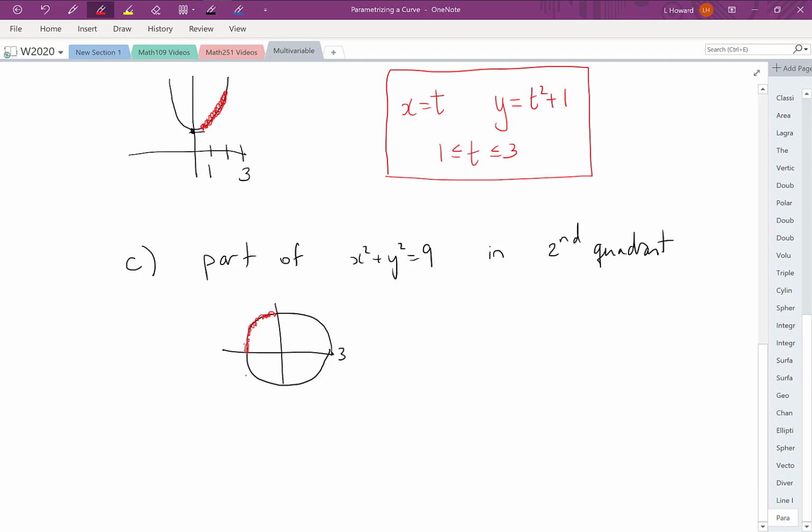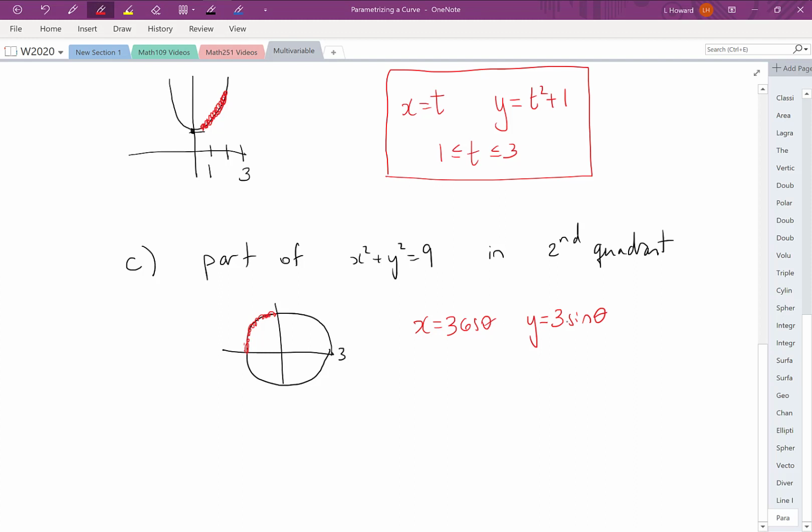Well, let's flash back to polar coordinates for a second. Polar coordinates said x equals r cos theta and y equals r sine theta. But if we're working on a circle of a fixed radius, then we don't really need the r here. We could say we know our radius is 3, so we can write 3 cos theta and we can write 3 sine theta.